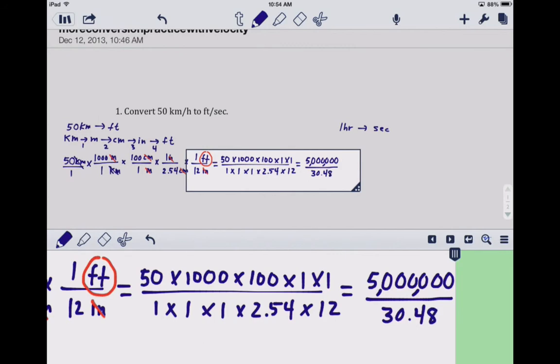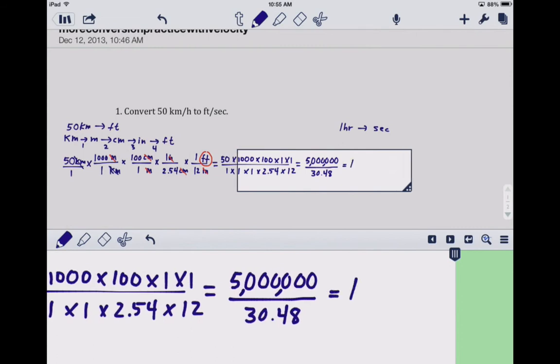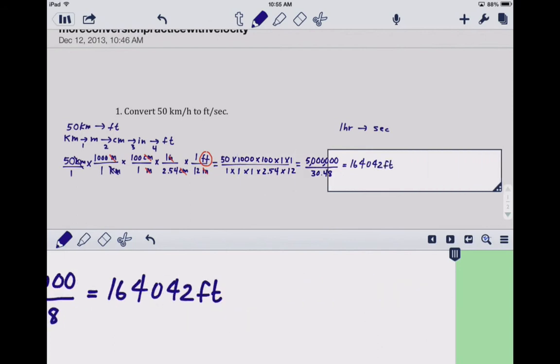So when I do the division, I get a rather large number. Now, it's always good to ask yourself, does this make sense? 50 kilometers is about 25 miles, so that's the trip to and from Dana Hall to Boston. And that would be a lot of feet if you think about it. So it's okay that you get a really large number there.